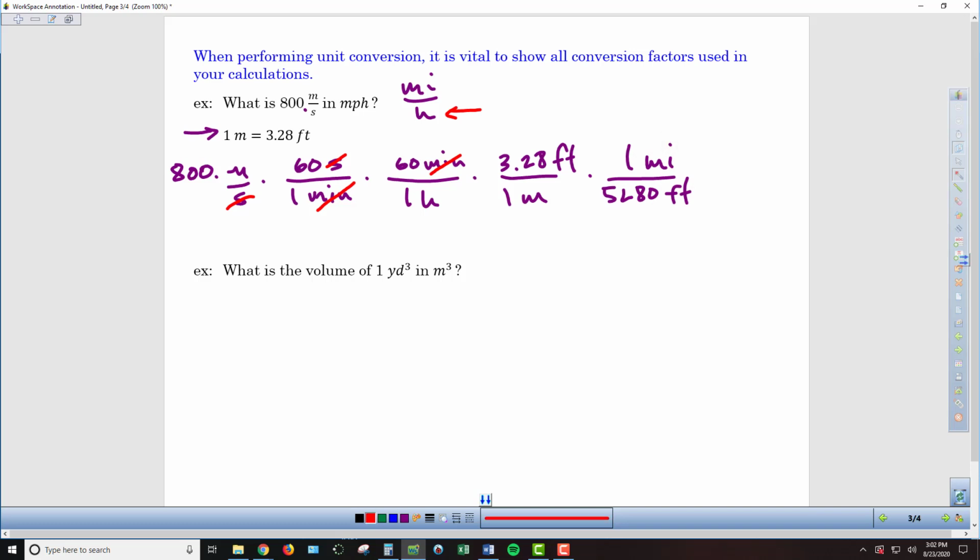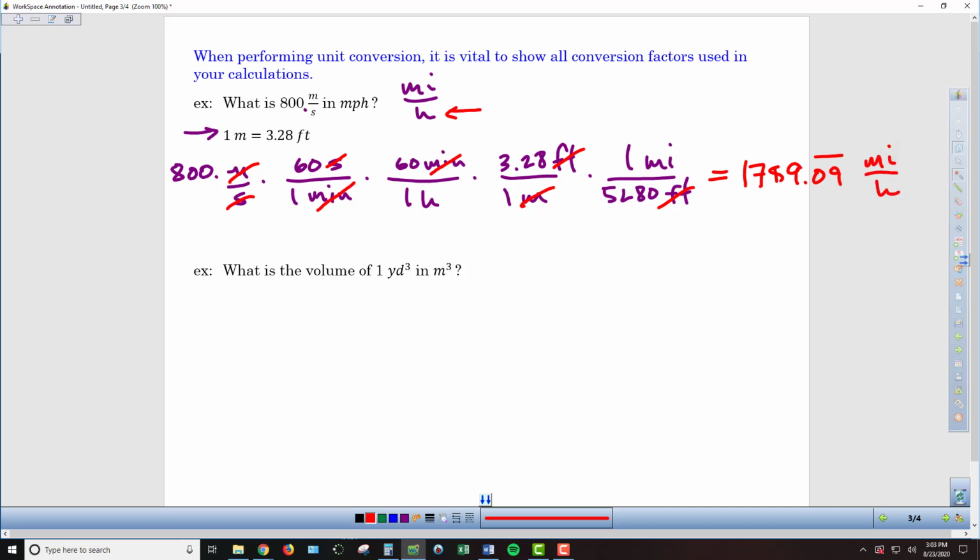And so just like we did with the time units, the meters have been canceled out, converted to feet. The feet are canceled out, converting us to miles. And so now we've got miles over hours. If we crunch the numbers, multiply 800 times 60 times 3.28 on the top, divide by that 5280 on the bottom, we end up with 1789 point, and then it's 09 repeating from there, and that's miles over hours, or MPH.